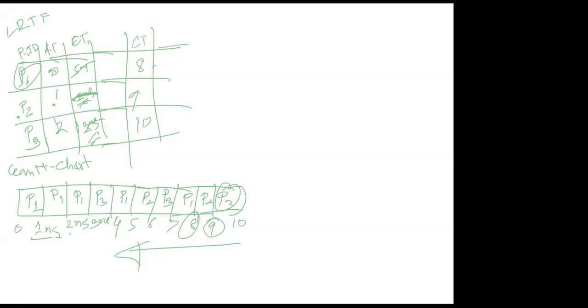Now we can calculate the turnaround time as well, TAT. Turnaround time is nothing but completion time minus arrival time. Here it is 8 minus 0, arrival time is 0, so 8. Here it is 9 minus 1, and 10 minus 2, completion time is 8. Okay, turnaround time is 8. So this is the scenario for the LRTF algorithm.